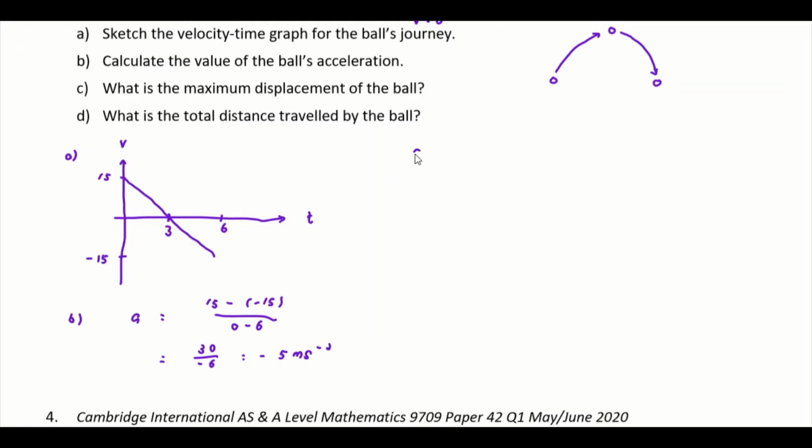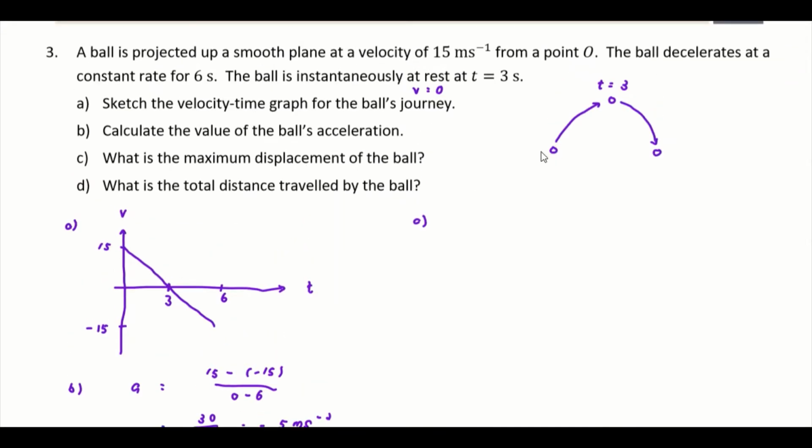Okay, so C, what is the maximum displacement for the ball? This is our origin, from the point O. When you project the ball and it reaches here, this obviously is the maximum displacement, because after that the ball comes down. It changes direction after v equals 0. So at this point, the ball has reached the maximum displacement. How do you think you can get the maximum displacement?